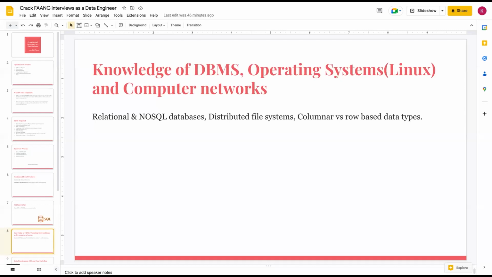For computer networks, I've already explained, right? You need to have basic knowledge of computer networking. I believe whatever is taught as a part of college graduation is sufficient for the computer networking stuff, because that actually plays an important role. Indirectly or directly, computer networking will be used everywhere, right?